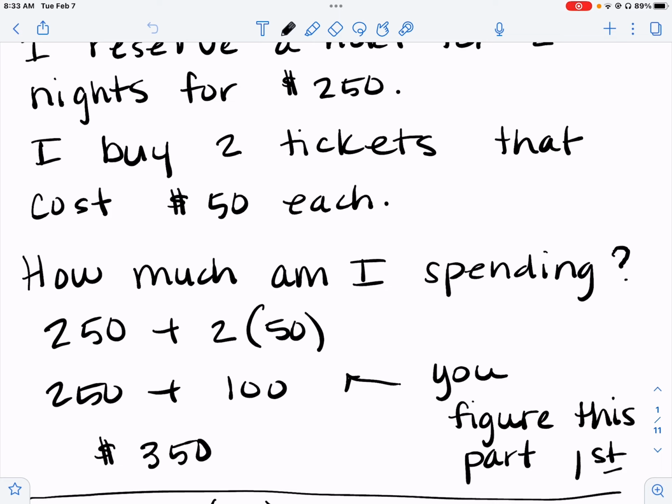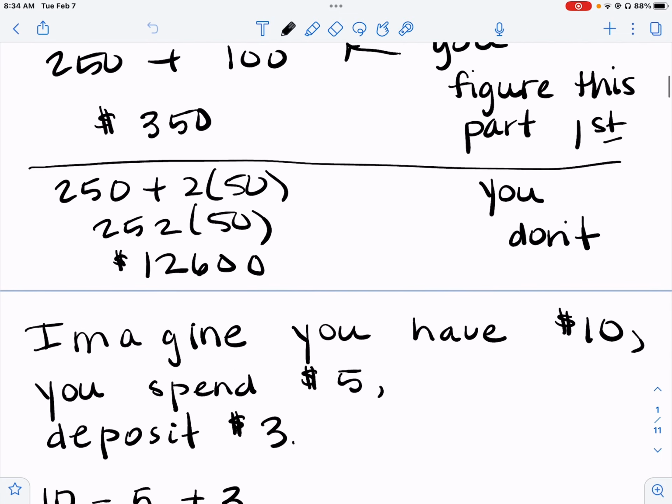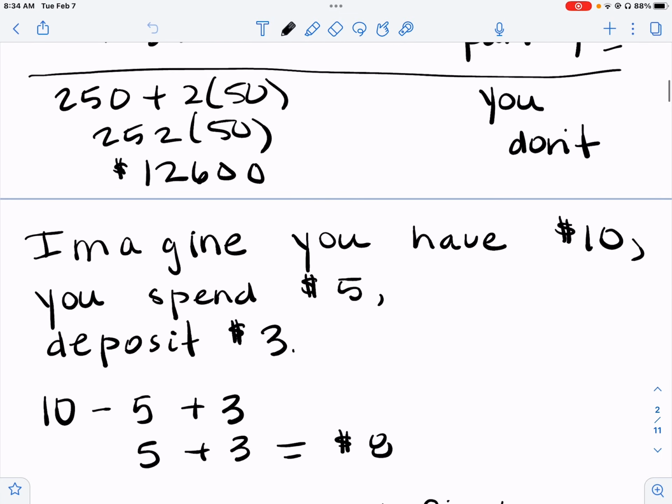$250 plus 2 times the $50 tickets each. First, you would figure out how much is being spent on tickets in all. So that would be 2 tickets times $50 each, which is $100 in tickets, and then plus the $250 equals $350. So you multiply to find out how much that is total first. Okay, what don't you do? You don't say 250 plus 2 is 252 and then multiply by 50, because that is not correct.